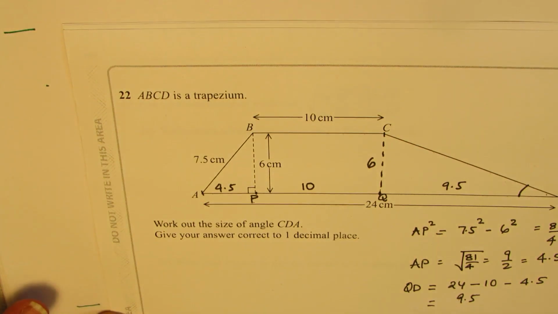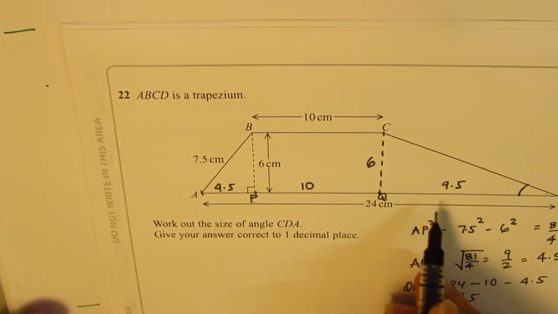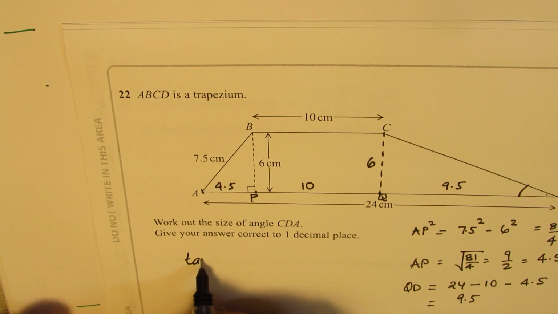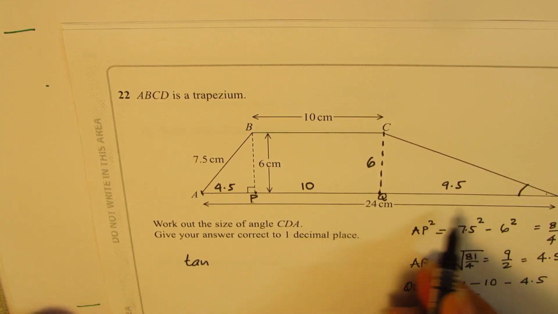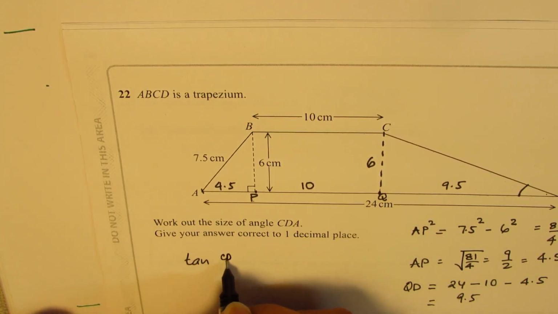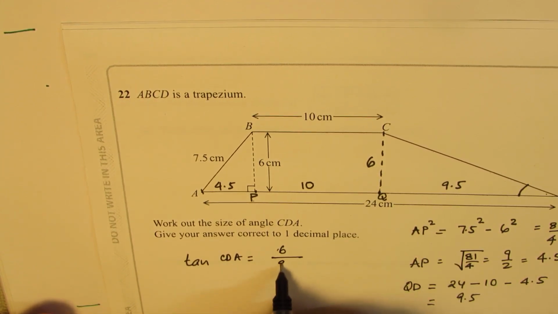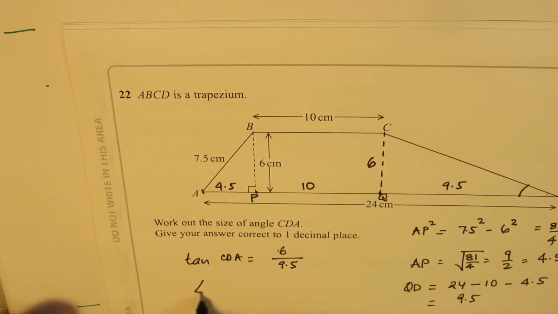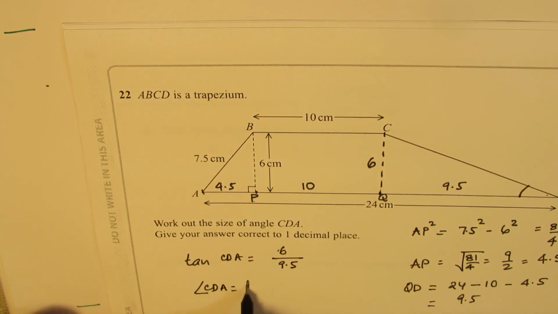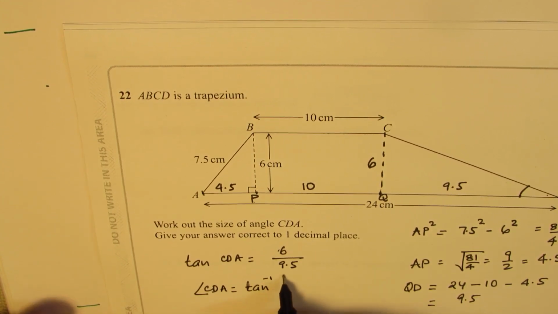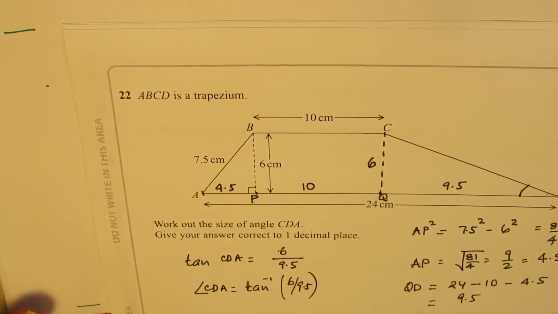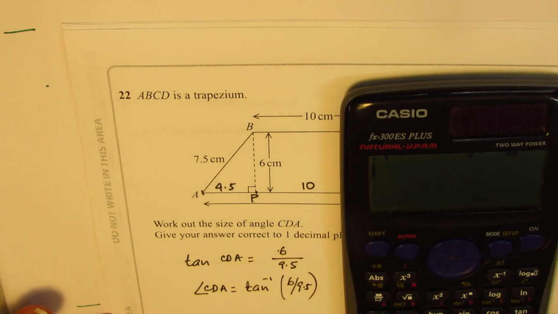Now to find the angle, we can use the tangent ratio, right? So we have tan of the angle CDA, which is opposite side 6 over 9.5. So the angle CDA should be equal to tan inverse of 6 divided by 9.5, correct?